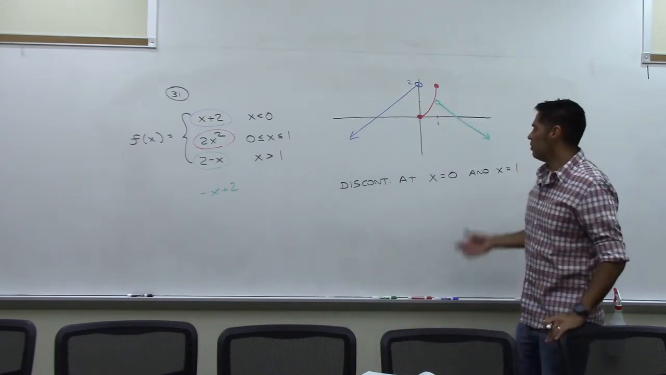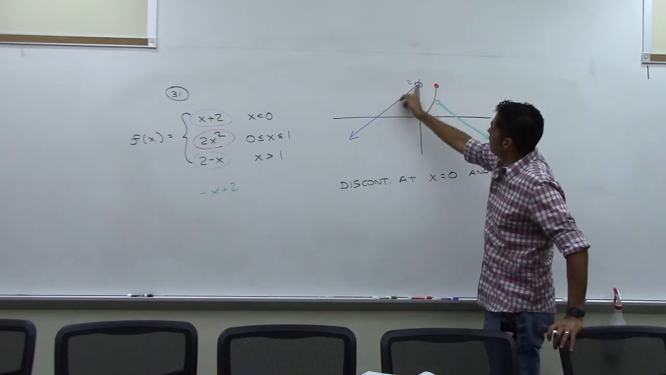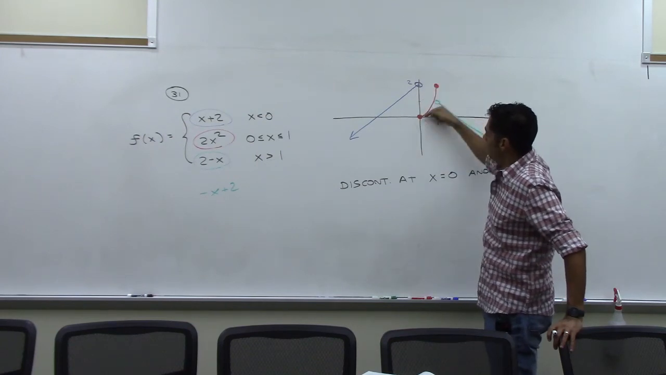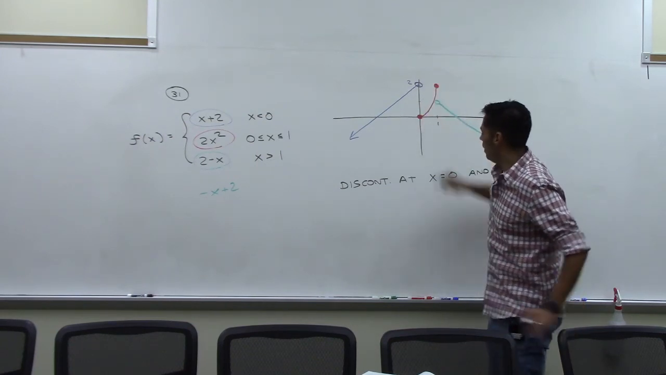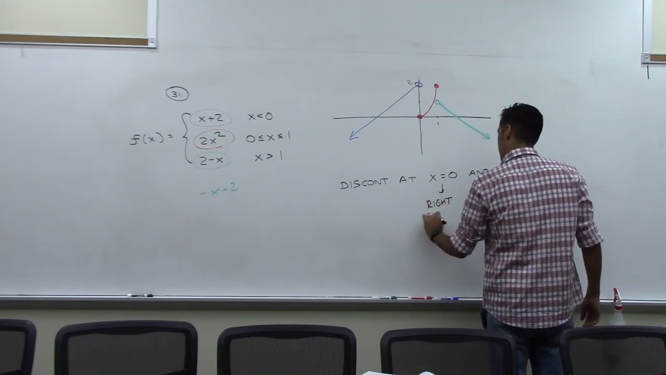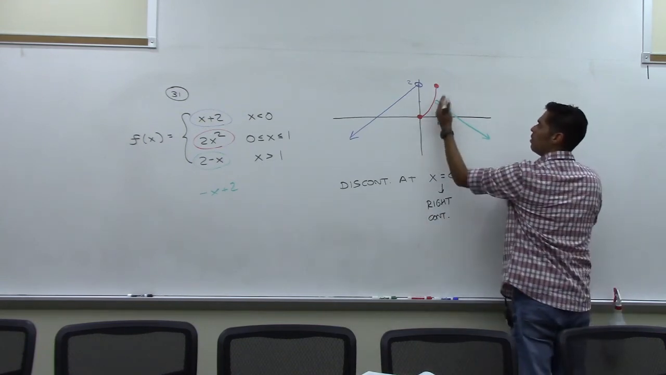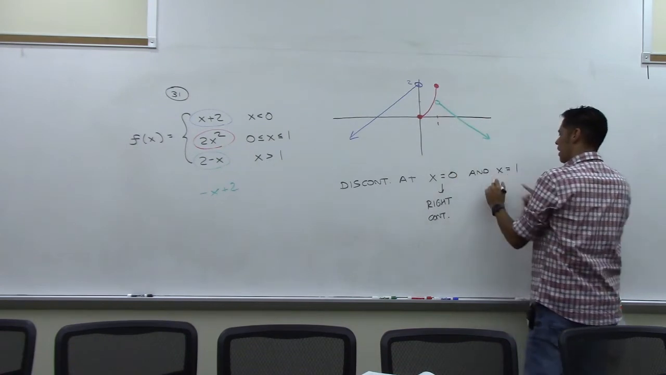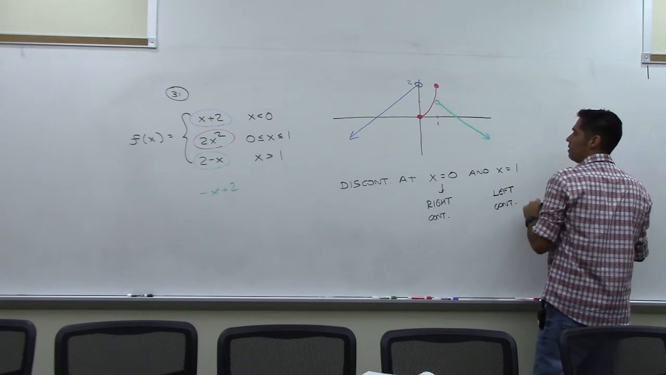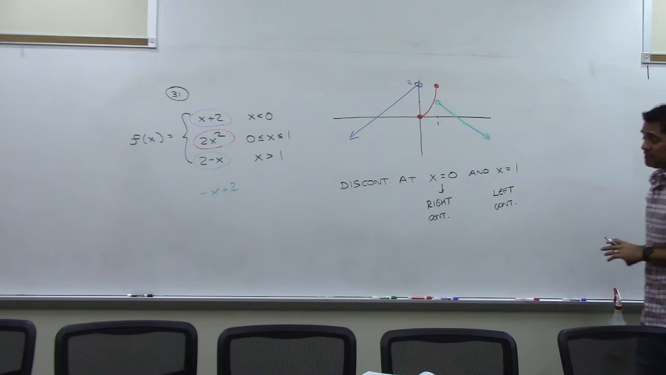Then it says to talk about whether it's left continuous, right continuous, or neither at each of these. What about at 0? From the left, I am not left continuous because that dot's not filled in. But from the right at 0, I'm approaching 0 and it's filled in, so I am right continuous. At 1, I come in from the left to a solid dot, so I am left continuous, but not right continuous, because I come in from the right and I'm at that open circle. So that's it.